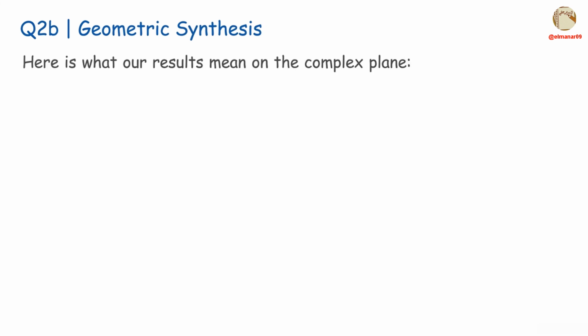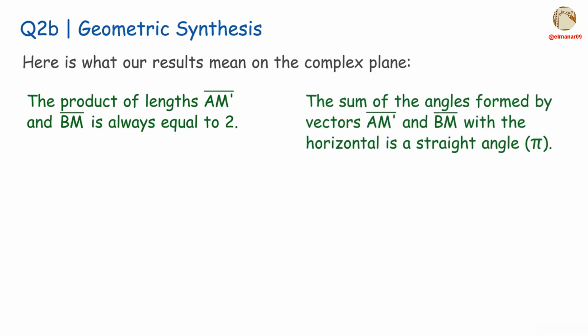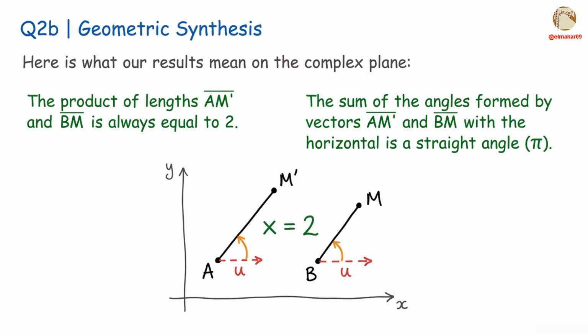Let's bring it all together on the complex plane. We've discovered two invariant laws for this transformation. First, the product of the lengths AM' and BM is always 2. Second, the sum of their orientations relative to the horizontal is always pi. No matter where M wanders, its image M' must move in perfect sync to satisfy these two geometric rules. Isn't that harmony amazing?